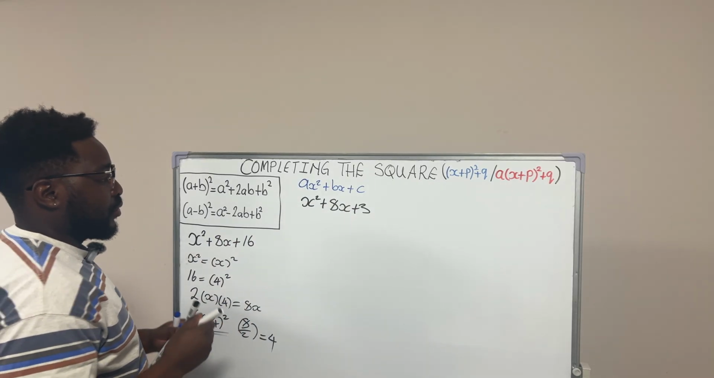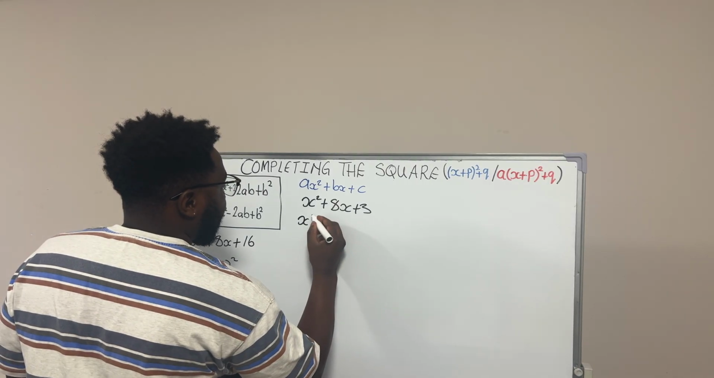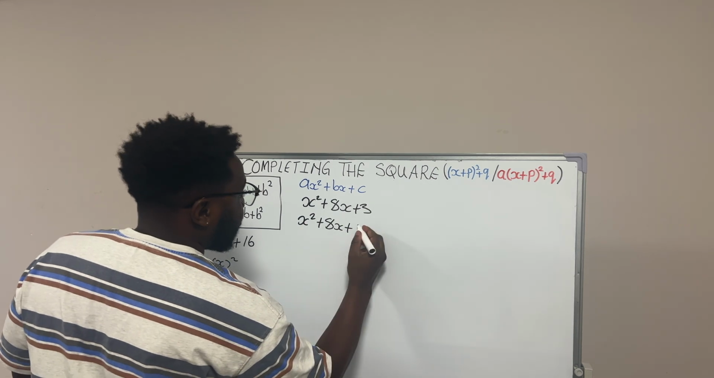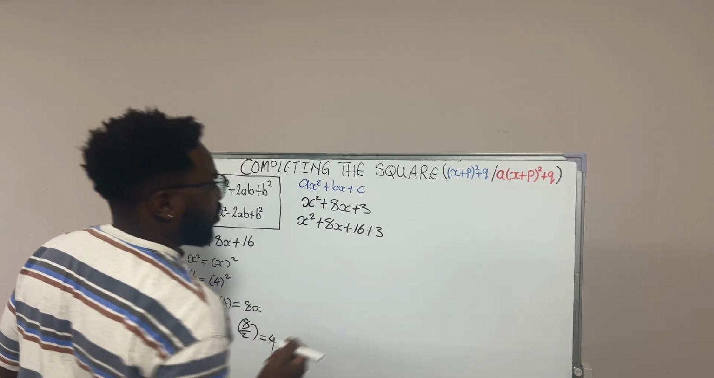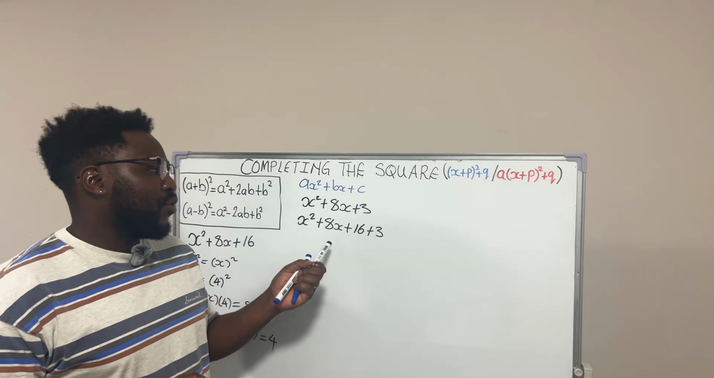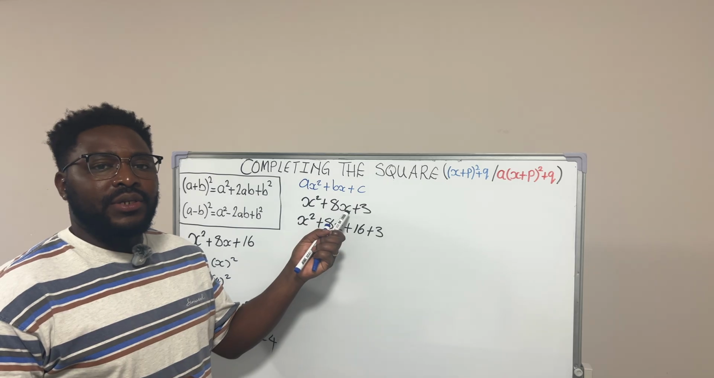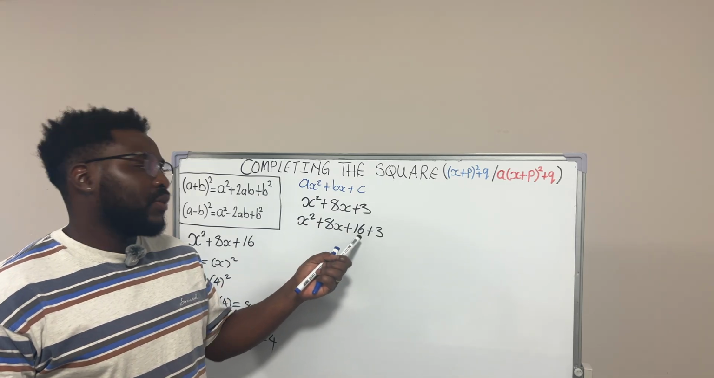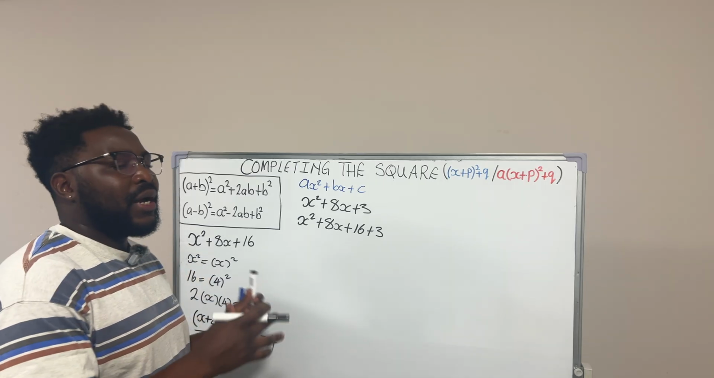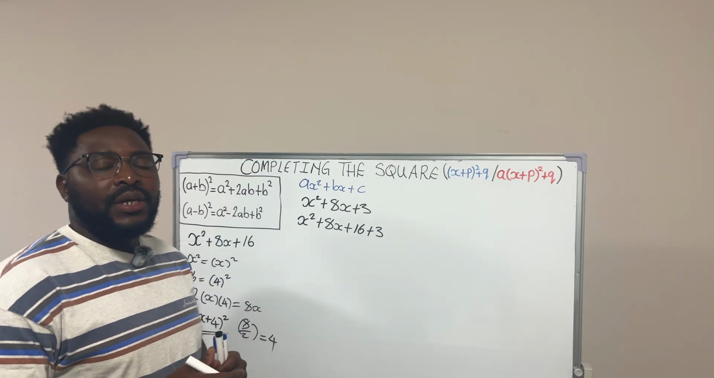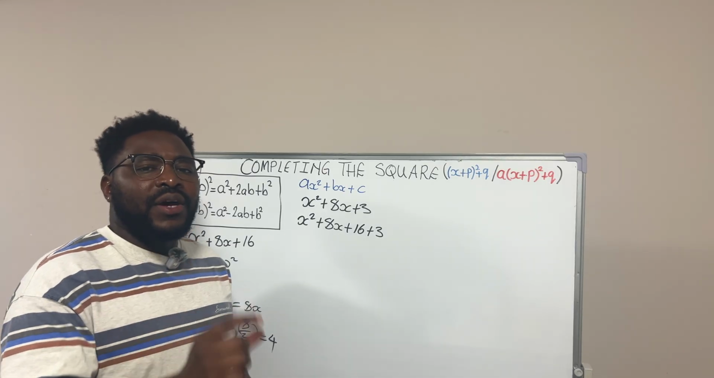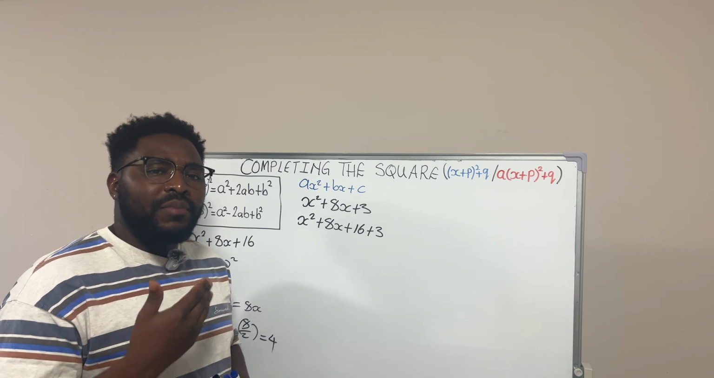So let's say x squared plus 8x plus 16 plus 3. Okay, so then have we now transformed this ordinary quadratic expression into a perfect square trinomial now that we've added a 16? So here is the thing. Whenever you are transforming an ordinary quadratic expression into a perfect square trinomial, you have to make sure that you don't change the value of the expression. Now, what do I mean by that?